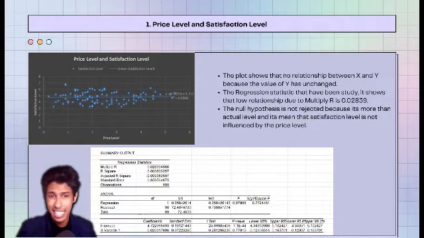Moreover, according to the analysis of variance, it shows 0.7791, which is the p-value. So the null hypothesis is not rejected because it is more than the alpha level, or significance level, and it means that the satisfaction level is not influenced by the price level.